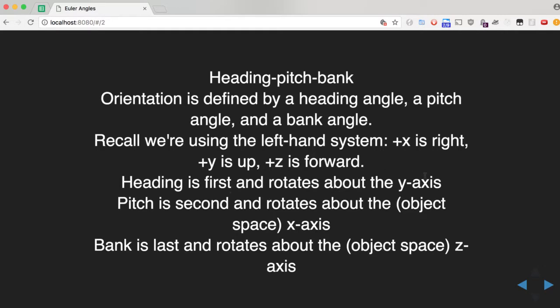So heading is the first one. It's going to rotate about the y-axis, so that's up and down. So first you're going to rotate around in a circular fashion, and then pitch is next. It's going to rotate about the x-axis.